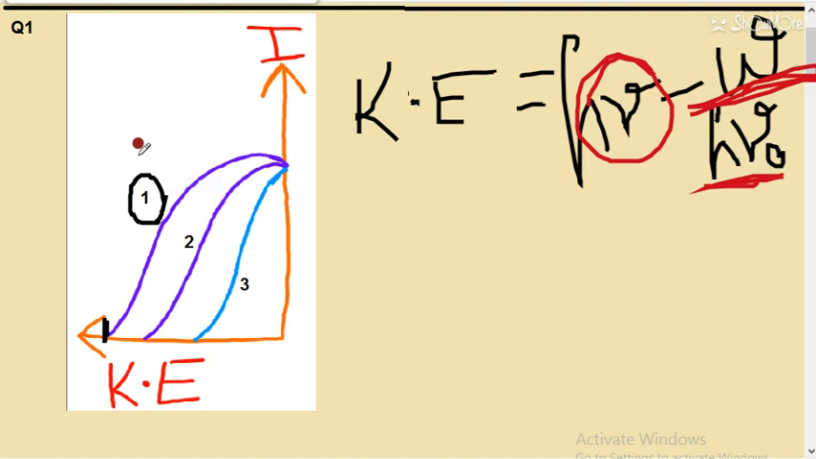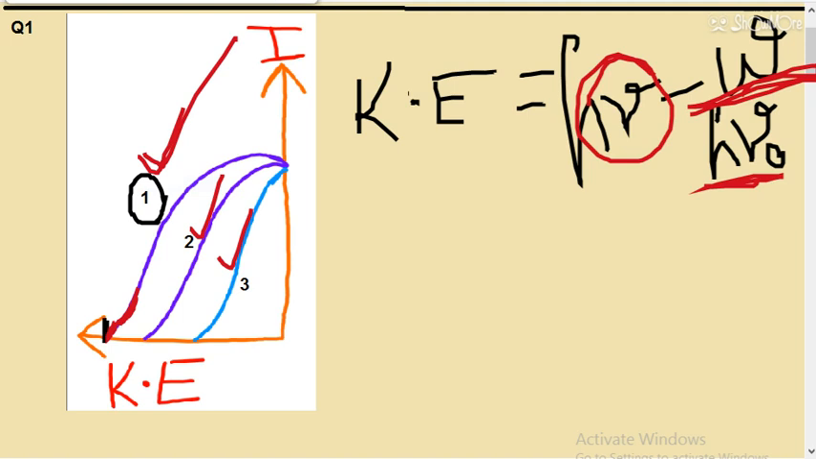So for the first radiation, kinetic energy is maximum. So that means mu1, this first frequency, is more than the second one, and the second frequency is more than the third one. So you can see easily in which case kinetic energy is more.